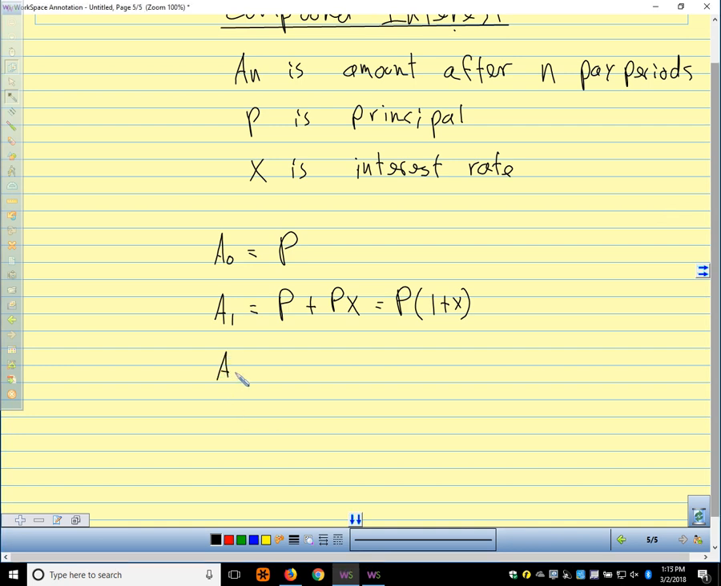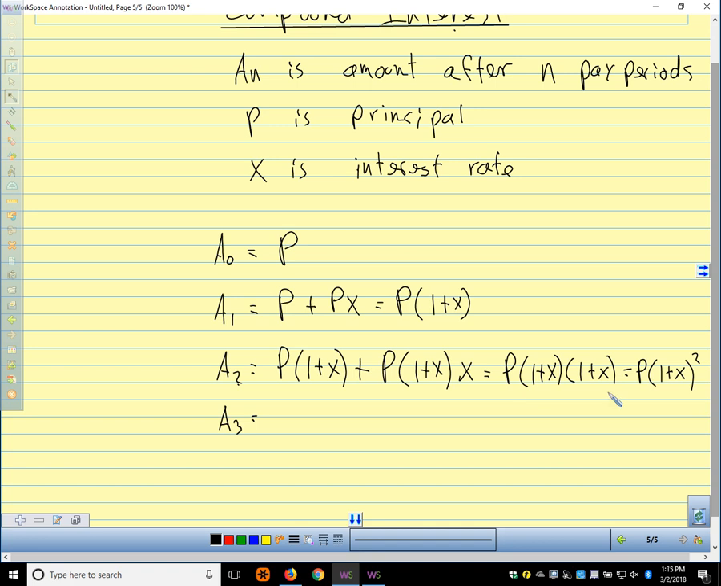After 2 pay periods, we have what we had here plus the interest we earn on this. Well, this time I can factor a P times 1 plus X out. I have a common term of P times 1 plus X. Well, this is P times 1 plus X times 1. And here we have an X. Well, that's P times 1 plus X squared.